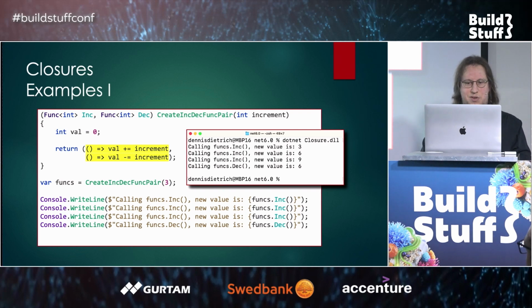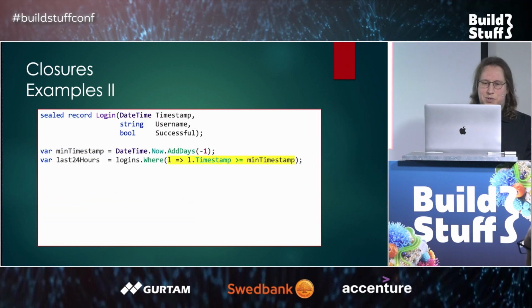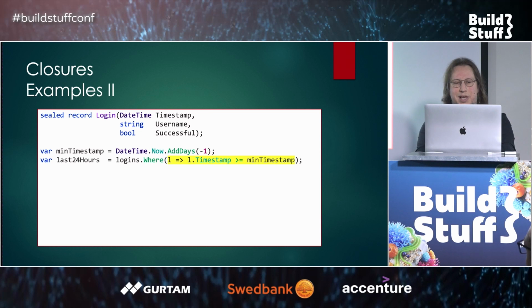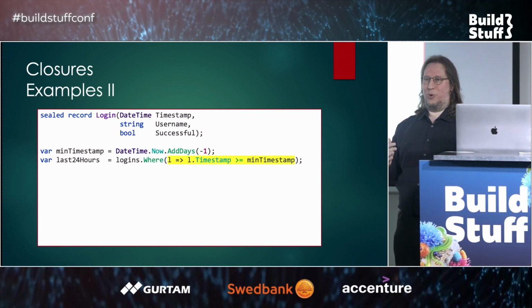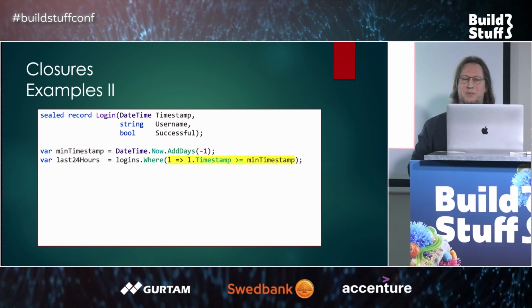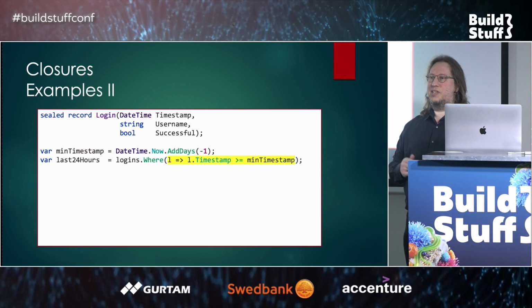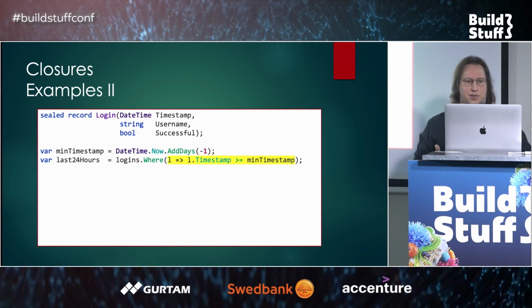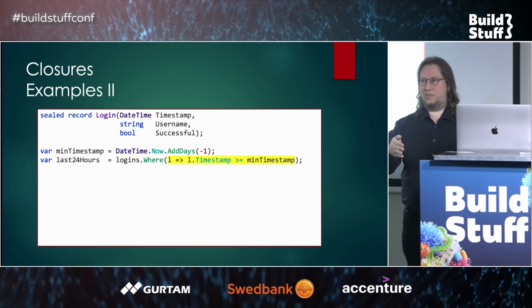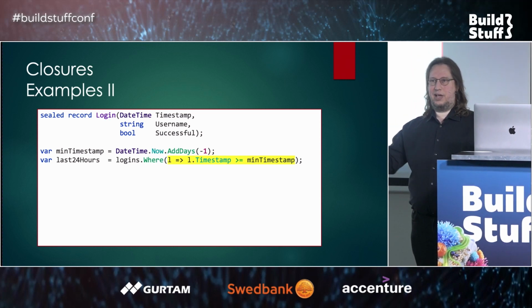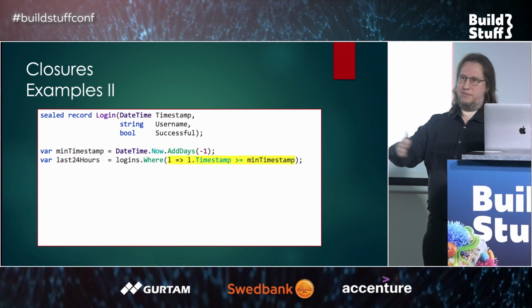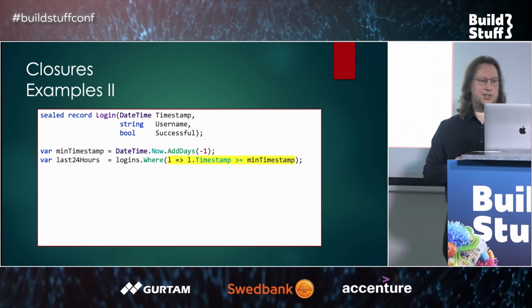We can use them. I can also do something like this, and this is more real world now. Say I have login records, and they're a bit simplified. They just have a timestamp and username and just a bool if the login worked or not. In the real world, I think you want a little bit more. And let's say I want the last 24 hours. The right way to do it is first I need to say, okay, what is my exact cutoff? Because if I don't calculate this first, I have to recalculate this all the time. Also, I'll have a drift at some point. So I calculate this first.